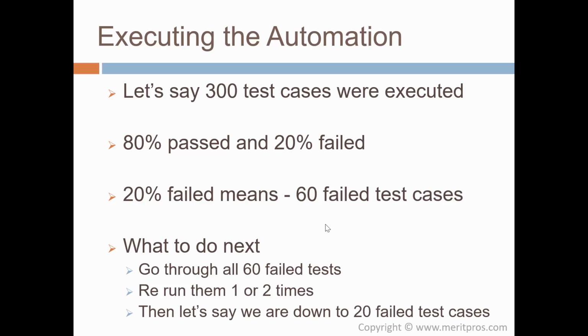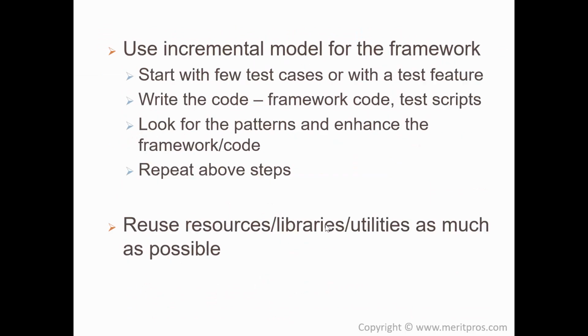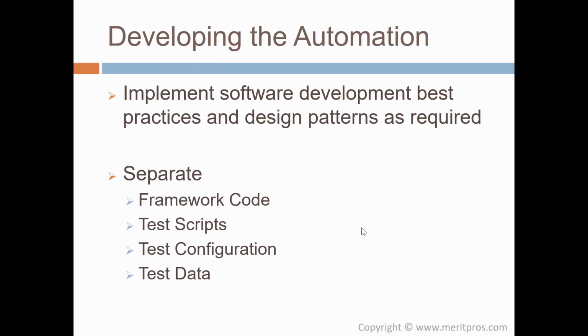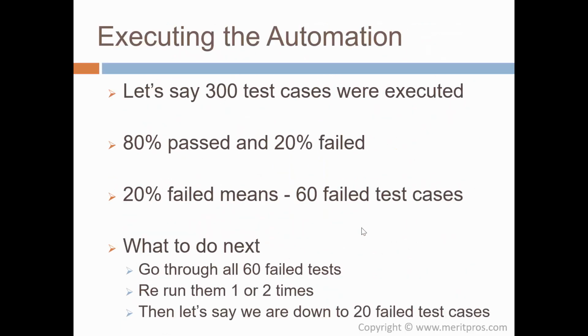So you can implement this as part of your CI setup. If I go back, you can see here I have the second step, rerun failed test cases 1 or 2 times. So you can make this a part of your CI setup. That is a good practice. So after rerunning the test cases, we will be further down to only a few failed test cases. So then let's say we are down to 20 failed test cases. So at the end, after executing our whole automation suites, we have 20 failed test cases.